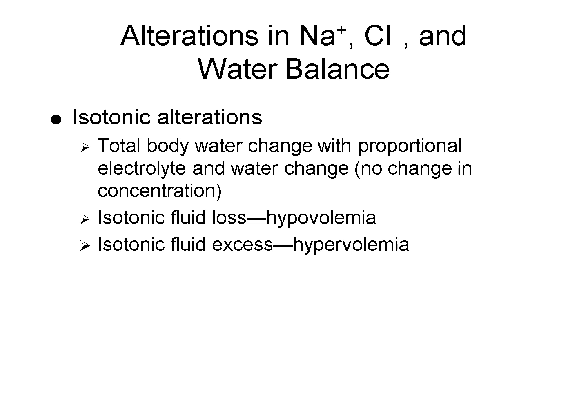Isotonic alterations occur when there is a change in total body water that is matched by a proportional change in electrolytes, meaning there is no shift in concentration. When the body loses isotonic fluid, a condition called hypovolemia develops, leading to a decrease in circulating blood volume. Conversely, isotonic fluid excess results in hypervolemia, where an increased volume of circulating fluid can strain the cardiovascular system.